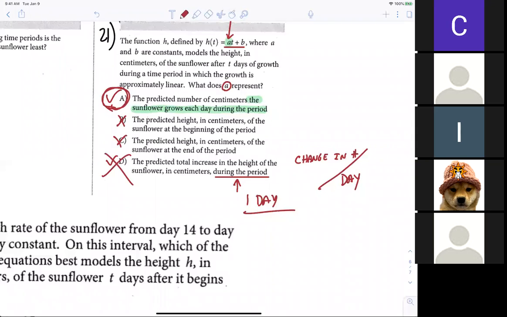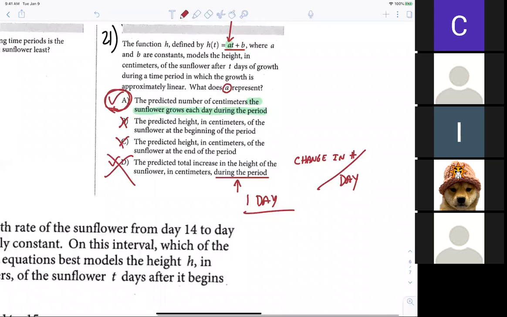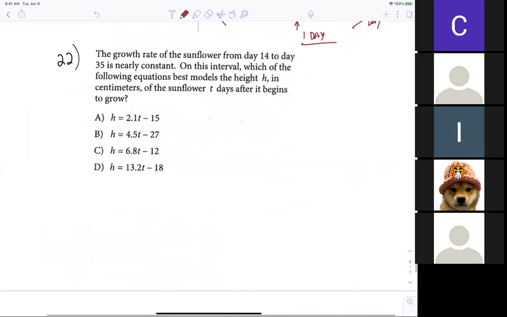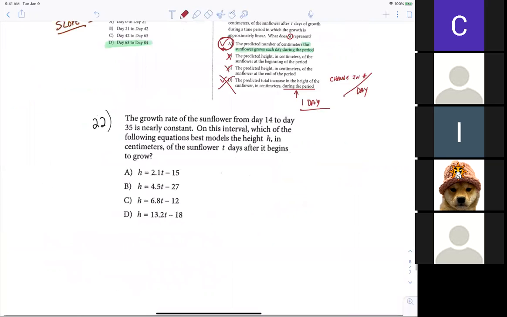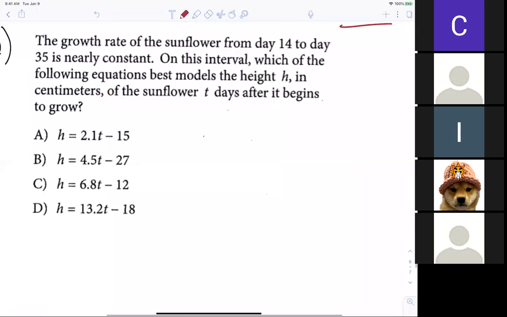So again, 21 was kind of tricky. So I'm glad we went through that one. All right. I think this is the last one. Okay. So now here we go.